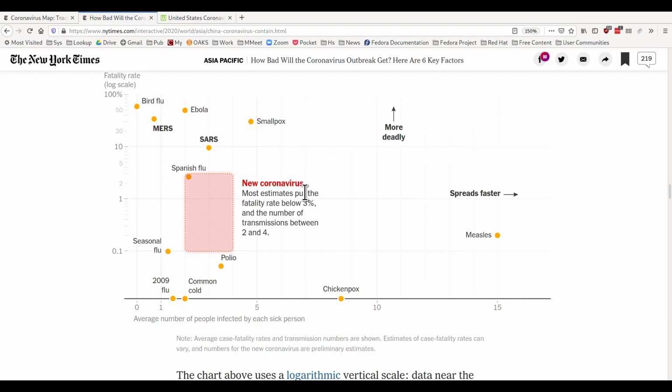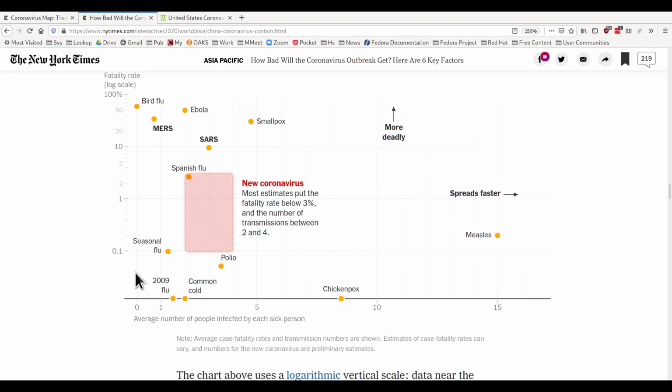Now, since this chart was made, there's been some additional information. I'm going to tell you a little bit about what has changed. So first of all, to explain what do the axes mean? The vertical scale is the fatality rate. And if you'll notice, this is a logarithmic scale.